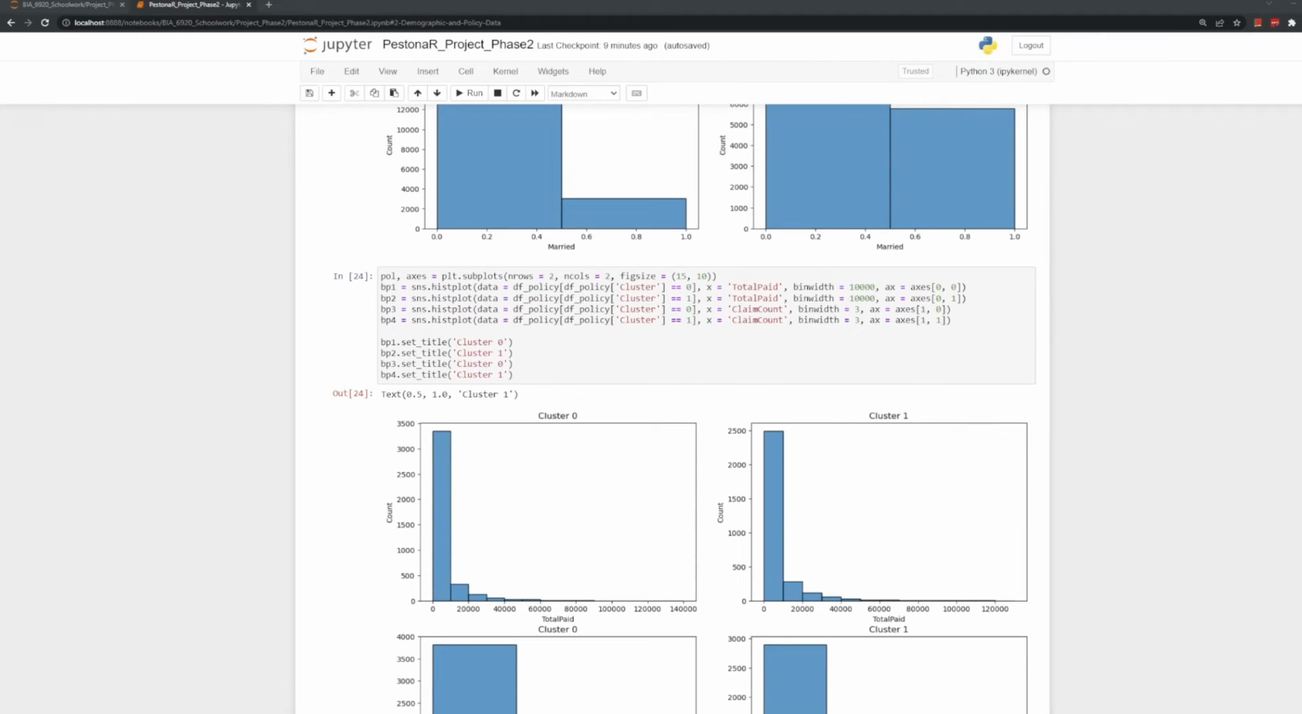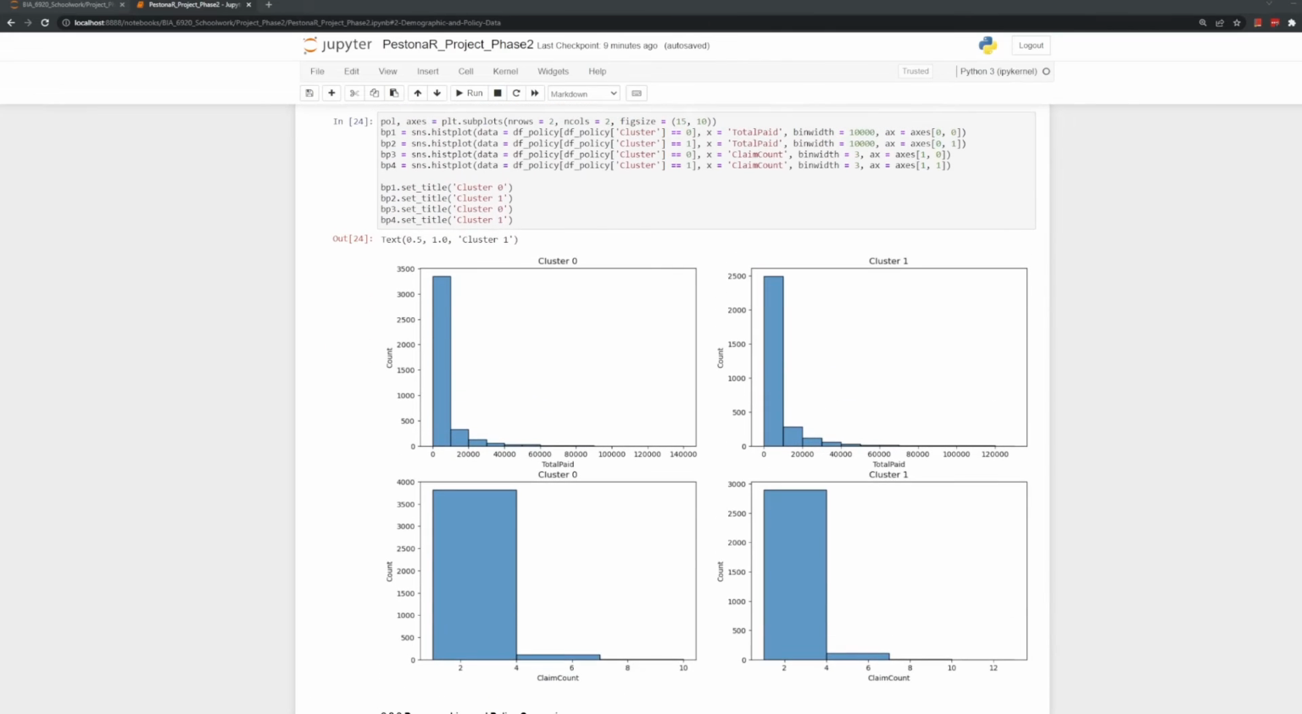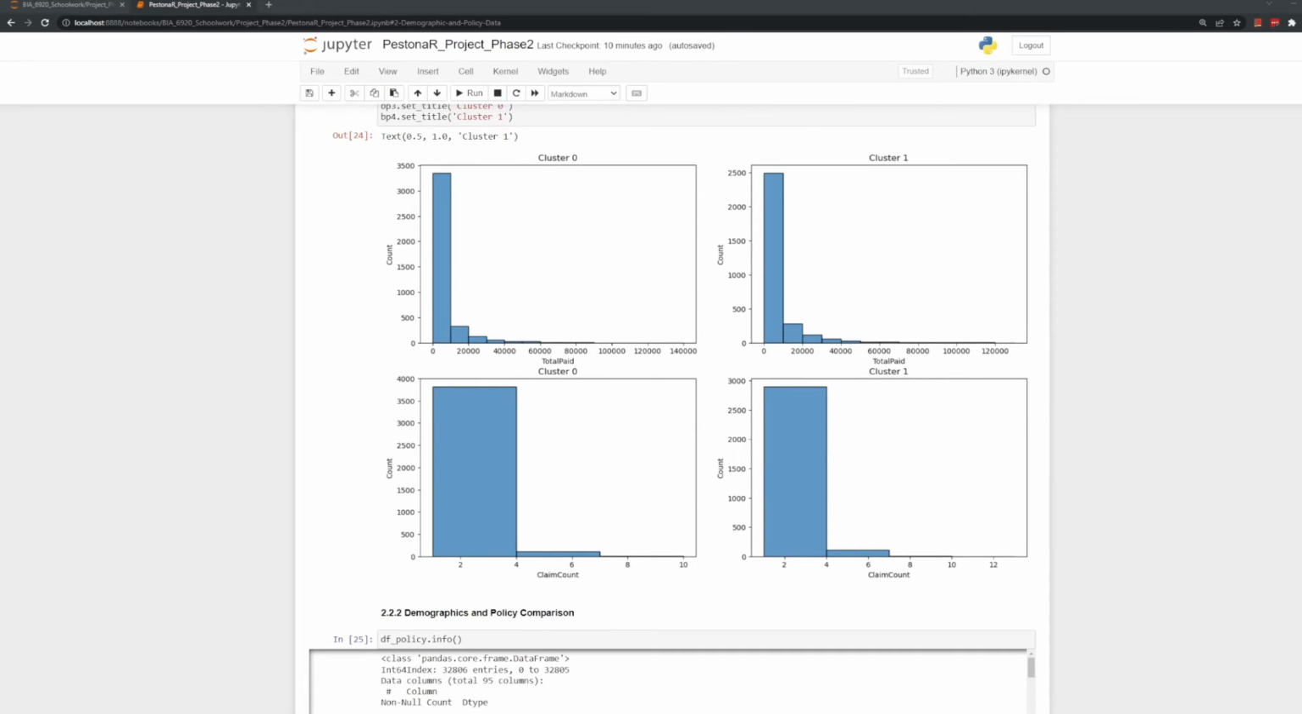Looking at policy data broken out by clusters is pretty interesting. We saw a lot of demographic differences between the two clusters, but here looking at total amounts paid by policy and the total claim count by policy, very similar shape, very similar amounts here. Yes, the total paid for cluster 0 is a little higher and the claim count, but there are also more individuals in that cluster, so that's to be expected.